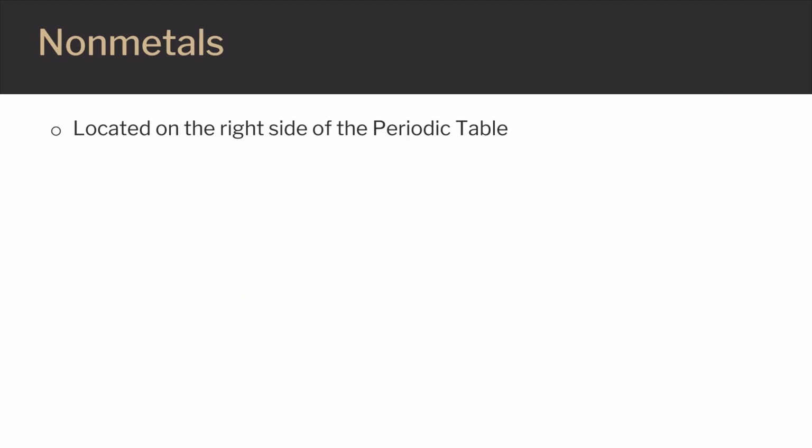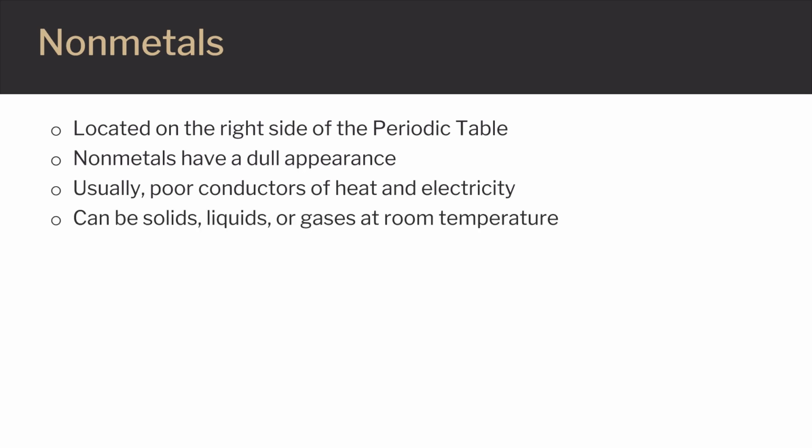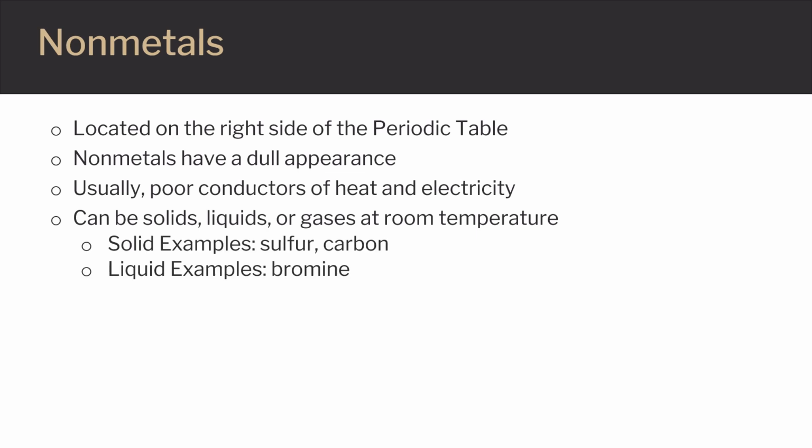On the right side of the table we have our nonmetals. Those are dull in appearance and poor conductors of heat and electricity. These can be solids, liquids, or gases at room temperature. Examples of solids are sulfur and carbon, liquids are bromine, and gas examples are nitrogen and oxygen.